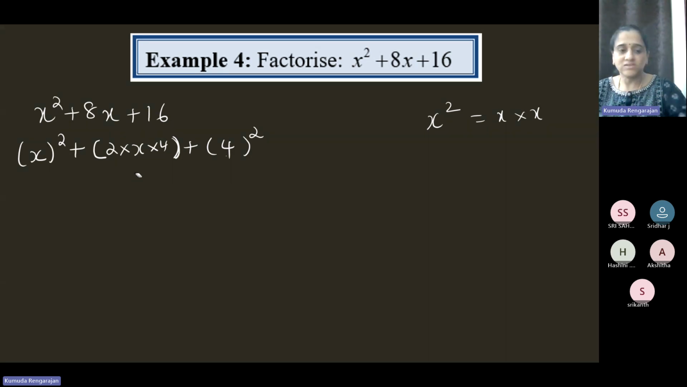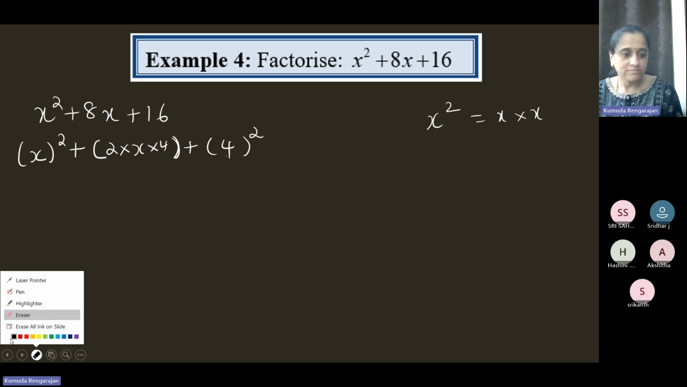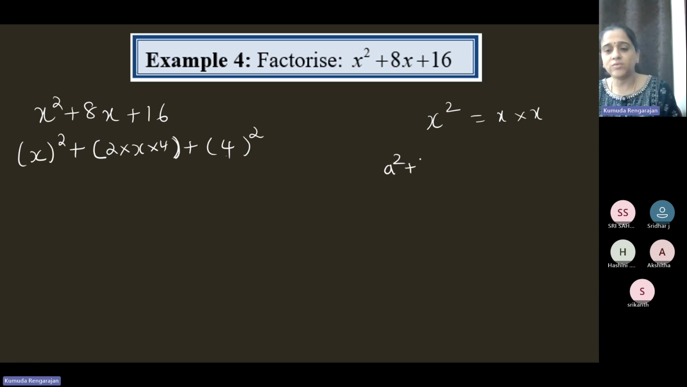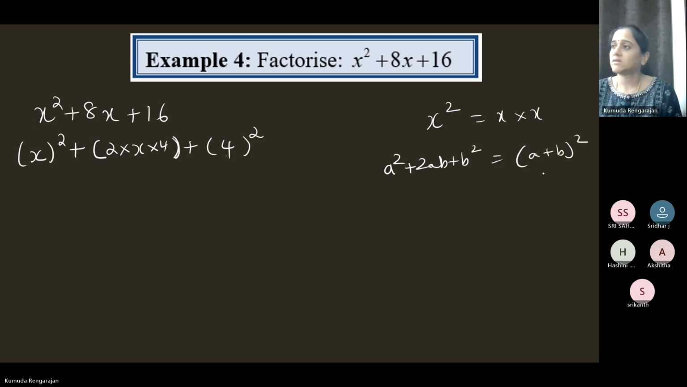So what's the answer? This is not the answer, because this is just verifying, just checking if the given expression is of this form. This is just the checking part. The answer is x plus 4 the whole square. Correct. If the question is a squared plus 2ab plus b square, the answer is a plus b the whole square. An algebraic identity has both question and answer in it. If the question is of this form, then this is the answer. Or if the question is of this form, then this is the answer.